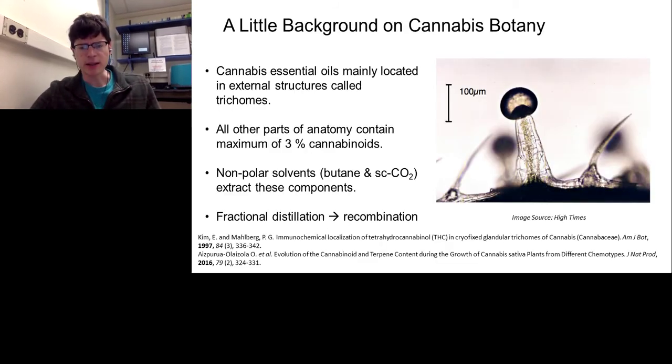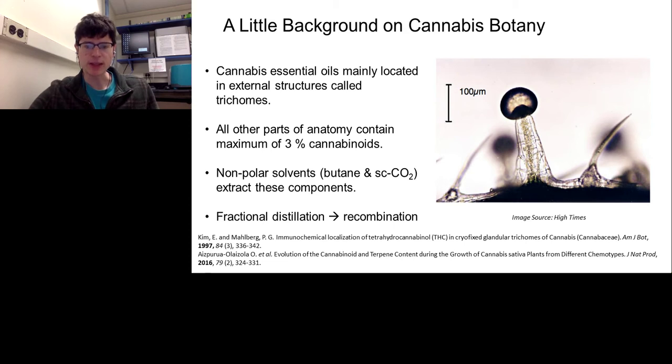I would imagine that, given the audience, most people aren't too unfamiliar with what's on this slide, but I'll go over it. The essential oils, which are going to contain the active ingredients of cannabis, are located in external structures called trichomes, and you can see a photo there. They're pretty small, as you can see from the animation, as you zoom into a cannabis bud. They're these little tiny structures that contain the oils.